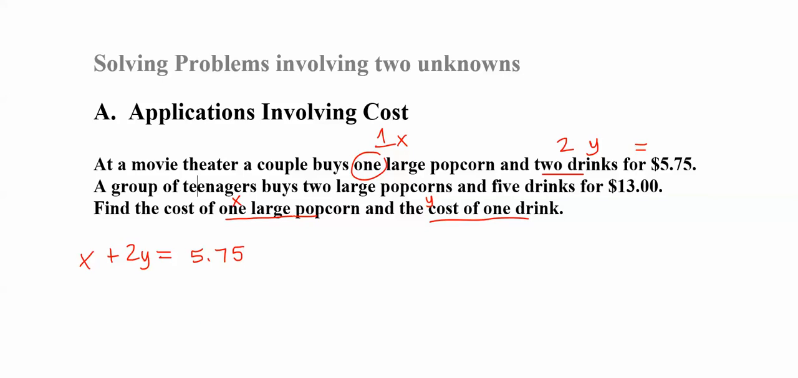The second sentence will give us the second equation. A group of teenagers buys two large popcorns, so 2x, and 5 drinks, so 5y, for $13, so equals 13. So let's write that equation. 2x plus 5y equals 13.00. Now I'm going to solve the system of equations using an appropriate method.